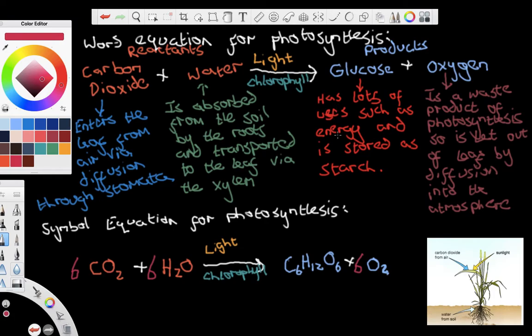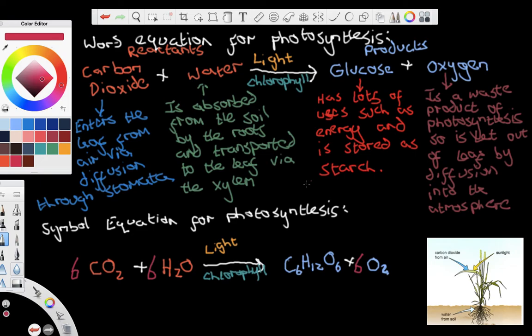However, for now, I just want you to know that glucose can be used as energy and can be stored in an energy source known as starch. And oxygen is a waste product that is released into the atmosphere that we then use for respiration, and plants use for respiration at night time.